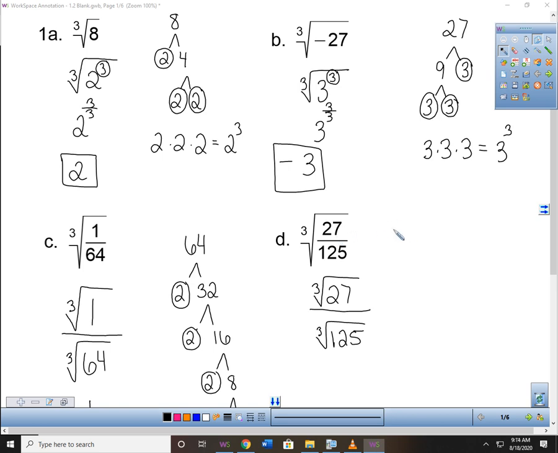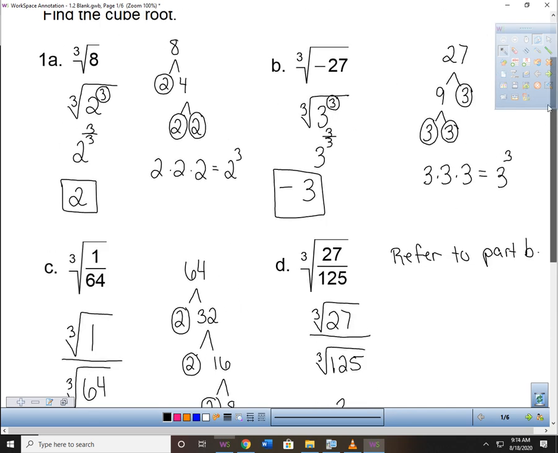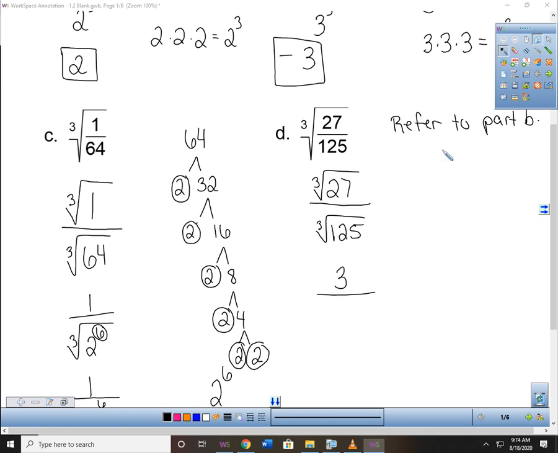So instead, I'm just going to write refer to part B. That way you can say, okay, well, we didn't do the factor tree. Oh, but it's on part B, okay? So the cubed root of 27 is 3, correct? We already figured that out up here. It's just not negative because this one's not negative, right? Okay, so then we'll do a factor tree for 125.